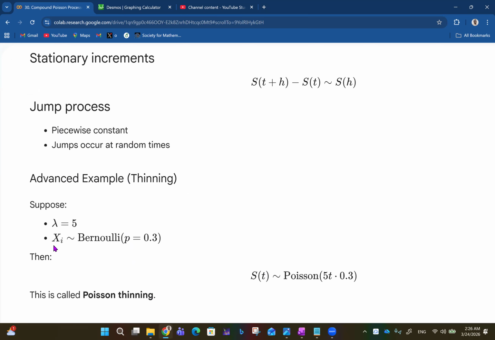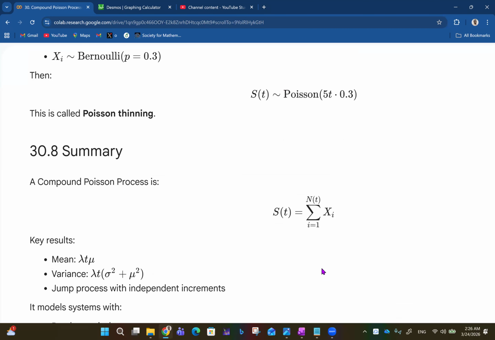Suppose that lambda is 5 and xi follows Bernoulli distribution with probability 0.3, then we say that S of t follows Poisson with, first of all, lambda t, 5 times t, then with that probability 0.3. So this is called Poisson thinning, because probability is now involved in that process. Then we can apply the regular Poisson formula.